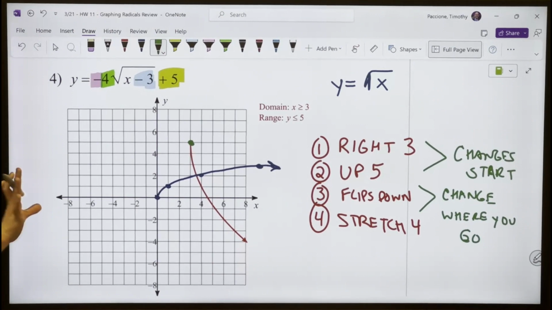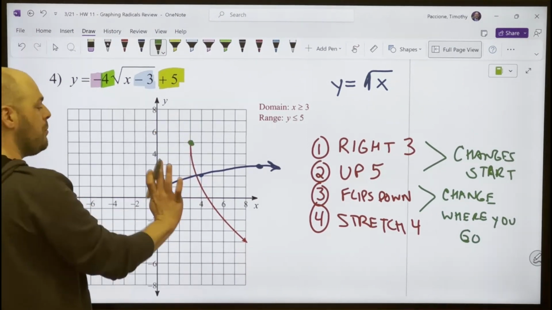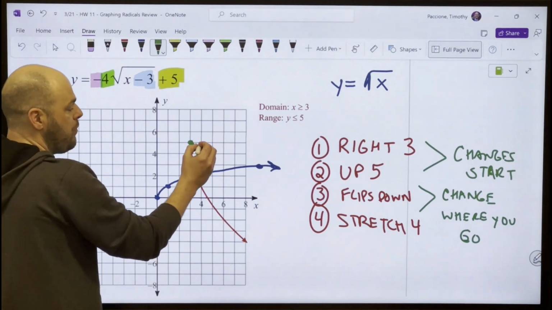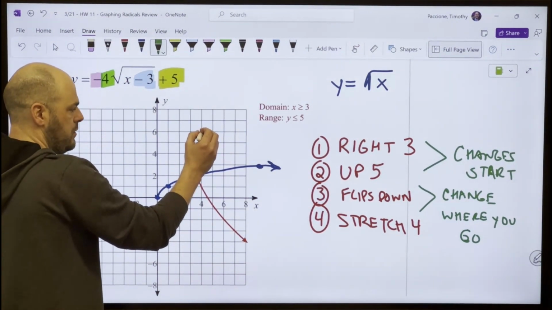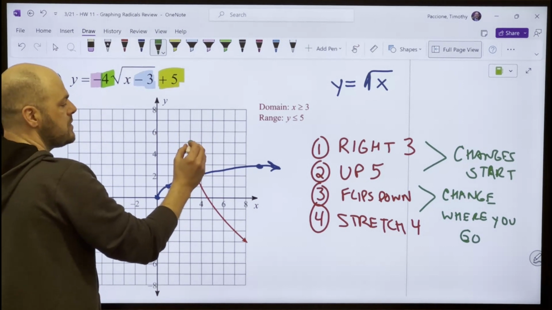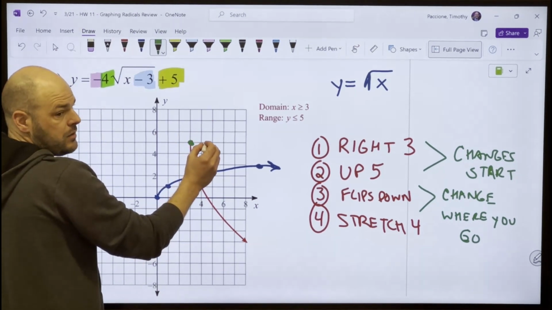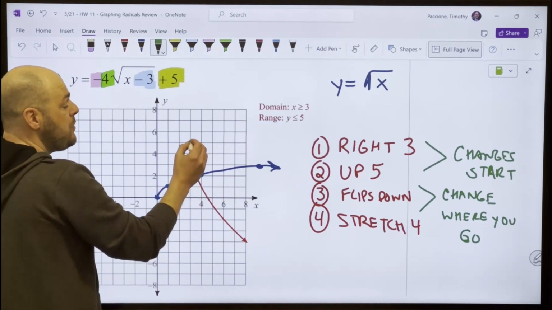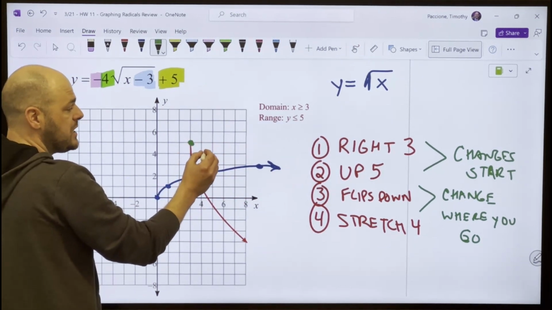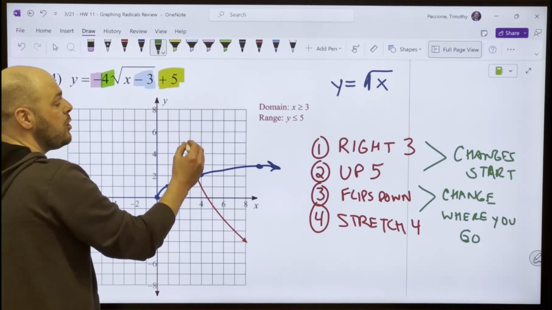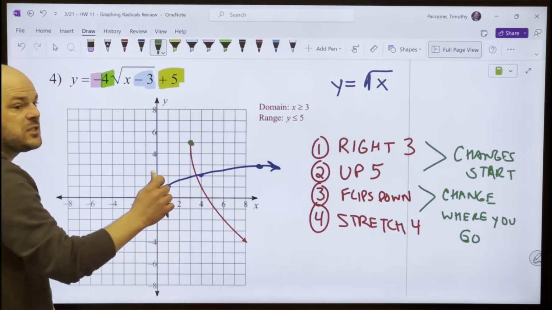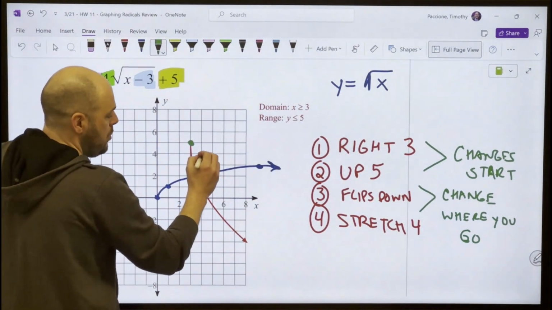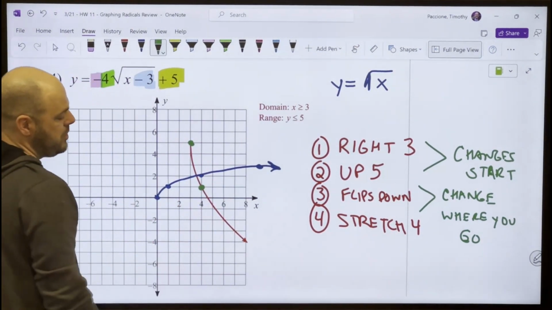Now I need to know where to go. So normally, with a parent function, I would go over 1, up 1. Okay, couple things. I'm not going to go up. I'm going to go down because we flip down. The other thing is I'm not going to go down 1 because this thing stretches. I'm going to go down 4 because it's 1 times my stretch. So 1 times 4 is 4. So go down 4, and there you go. I'm another point on the curve.